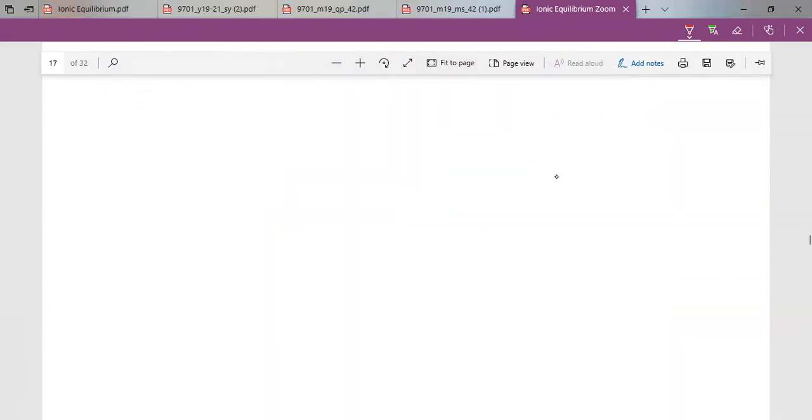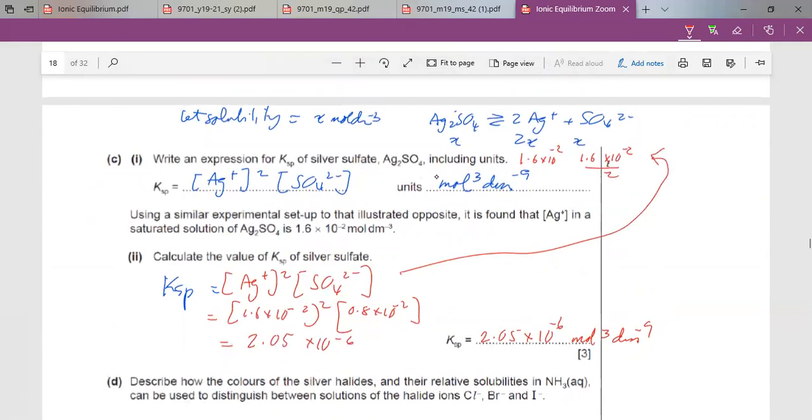Okay, this one we've done already. So next one, of course, silver sulfate is a bit different in the sense that it is 2 for this one here. The expression for this one is very simple. Again, it's 2 for your cations here. Normally it's 2 here, isn't it?